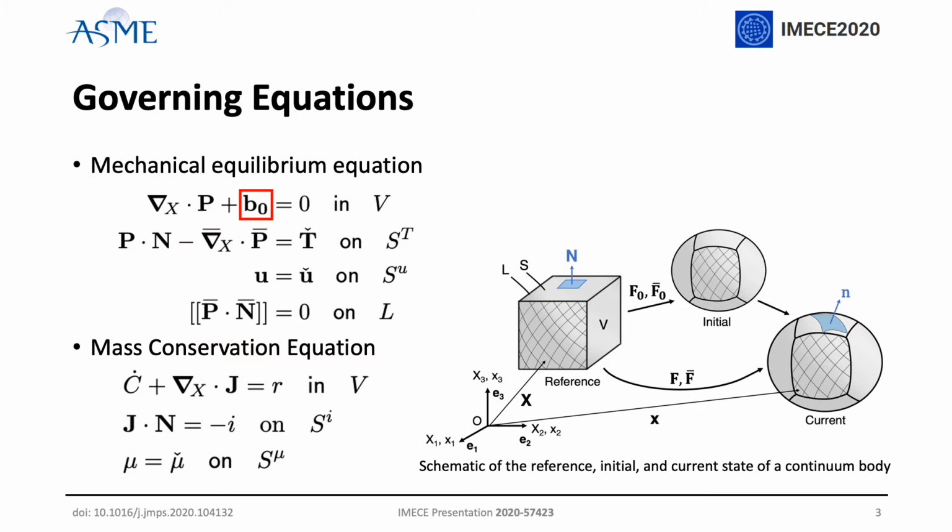The body force is denoted by B naught, and prescribed terms are denoted by checks, where we have prescribed tractions and displacement. In our schematic, we note that the initial state is not coincident with the reference state and demonstrates the smoothing of sharp boundary edges through application of surface energy. The mass conservation equation is stated where C is the nominal concentration, J is the nominal flux, and R and I are source terms for the number of small molecules through a volume and surface element respectively. Mu is chemical potential.